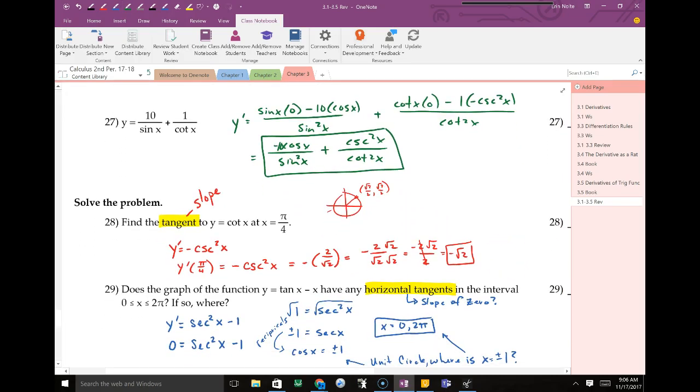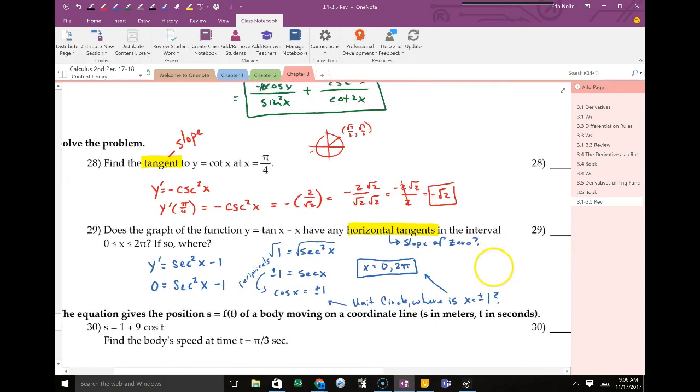Okay, number 28. Did we do this one? I can't remember. It's all blending together now. So 28, if they ask you to find a tangent, they're asking you to find the slope at the given spot. So we just derive it, plug in the pi over 4, and you should get a negative square root of 2 over 2. Make sure, again, you have your unit circle and you know how to use it. That is vital.